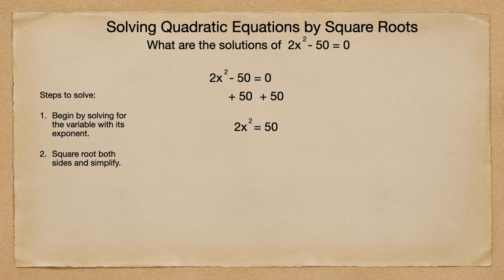Then we're going to do the multiplicative inverse of the 2, so we're going to divide both sides by 2, and we get x squared equals 25. Now, to get rid of that square, we need to take the square root. If we square root both sides, we want to see what numbers multiply to equal 25. Well, 5 times 5 equals 25, but you also have to remember that -5 times -5 will also equal 25. So here we have two solutions, positive 5 and -5.